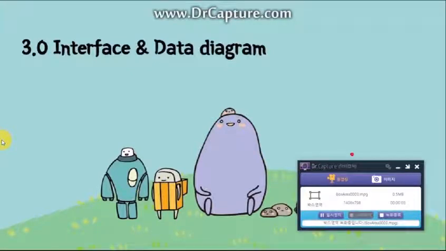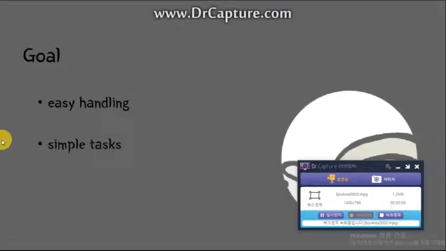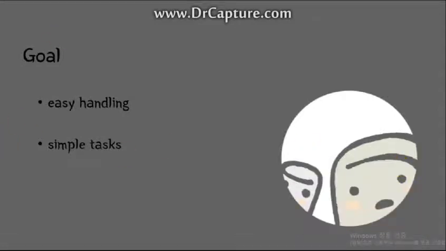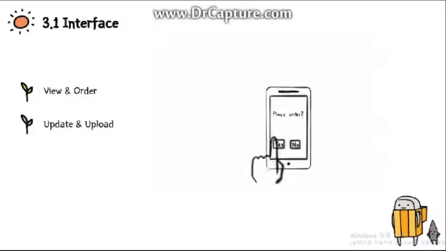Hello, I'm going to talk about the interface and data diagram. Our goal for the data diagram and interface is to make it as simple for the user as we could. We just made a simple test, so there is less work to do for the buyers and sellers.